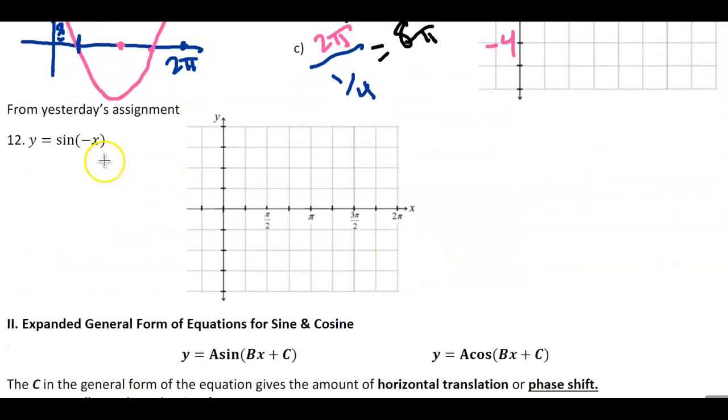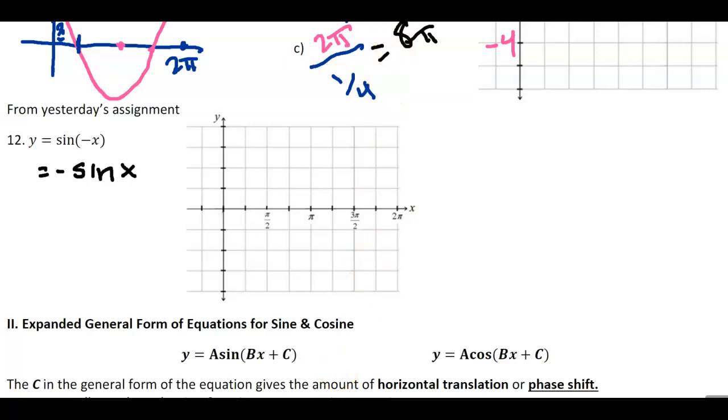We looked at this a little bit yesterday, then we threw in a negative. Just so you know, if I have sine of negative x, that's the same thing as negative sine of x. That was one of those identities from the very beginning that we discovered. So just like any other graph, it does the same thing, right?